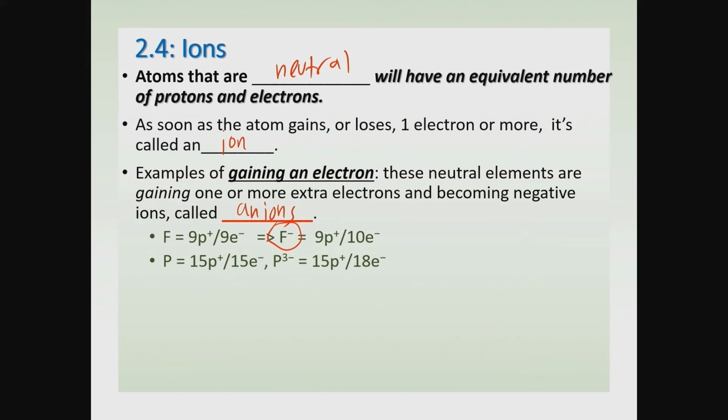Another example, we have phosphorus. Normally it has 15 protons, which has 15 positive charges, and it would also normally have 15 electrons and 15 negative charges. Let's say we were able to give it 3 additional electrons.